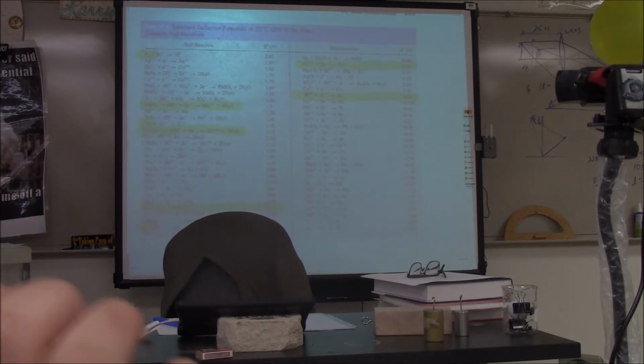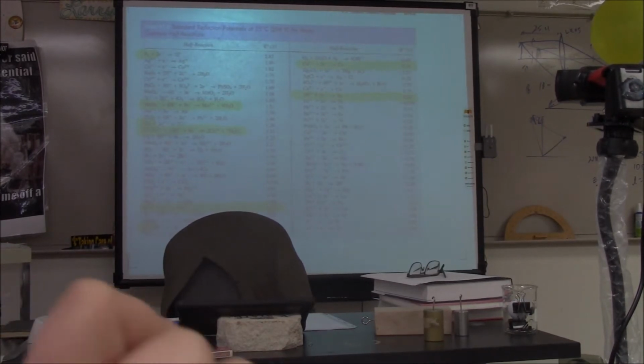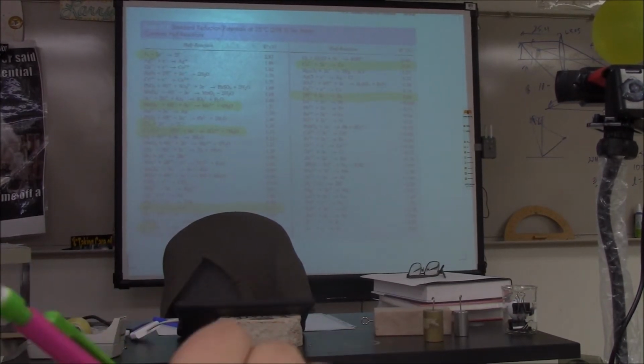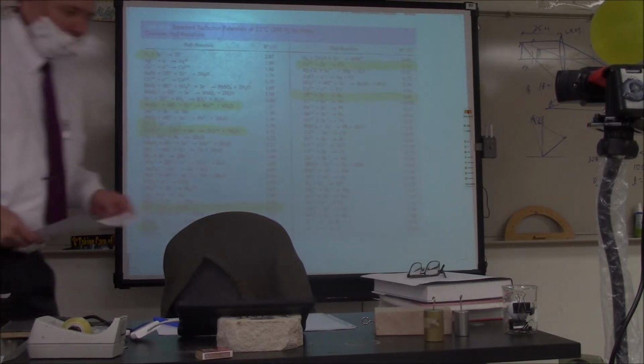It's not hard for me to get the reductions. The reductions are the easy half of the redox half reactions. It's the oxidation I have trouble with. Does that make sense? Okay.